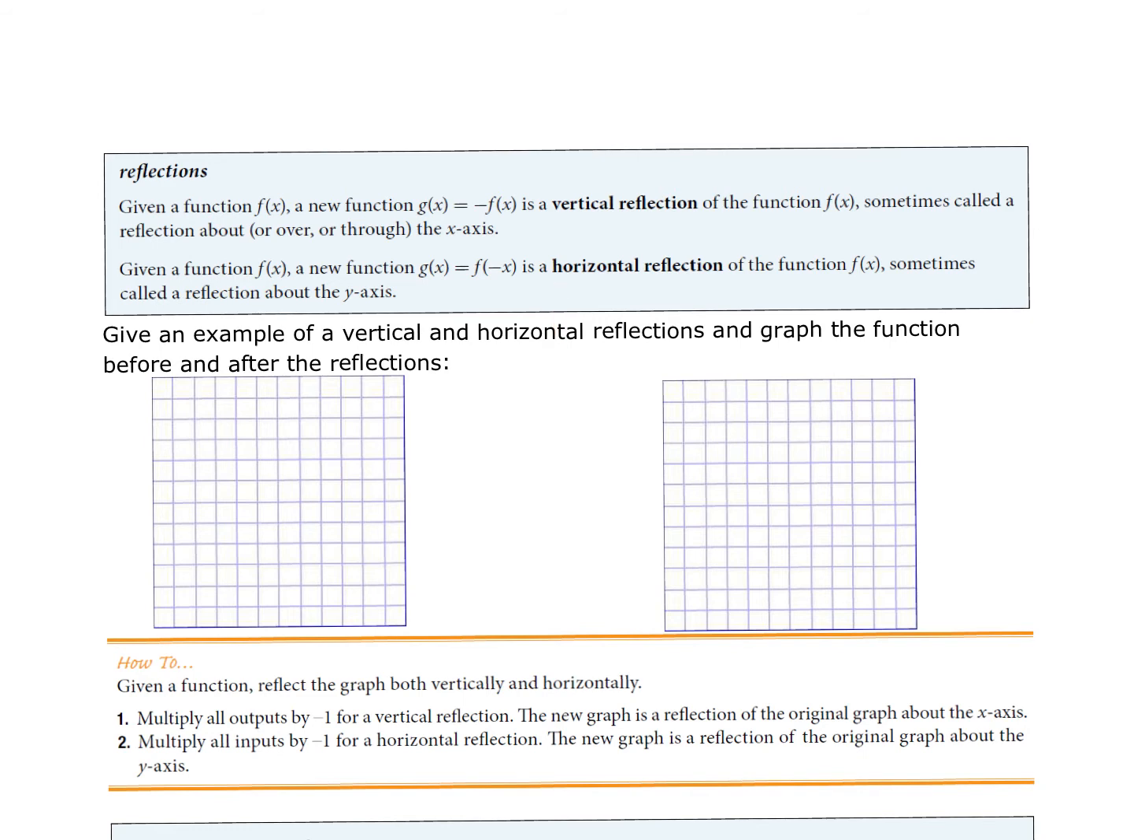So again, I'm going to start with my parent function here. If f of x is equal to x squared and g of x is equal to negative x squared, the negative's on the outside, then let's graph the two. So 0, 0, 1, 1, 2, 4, negative 2, 4. Here's my parent function, and here's my reflected function.